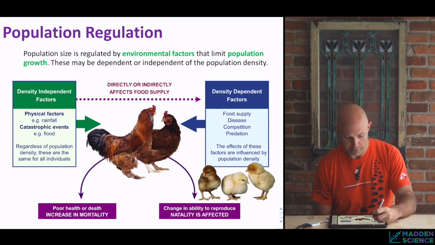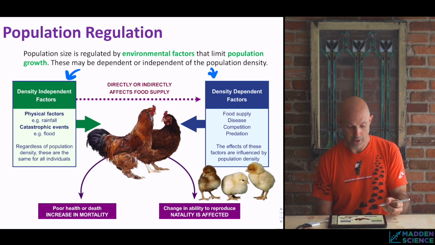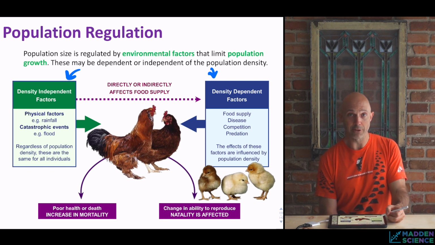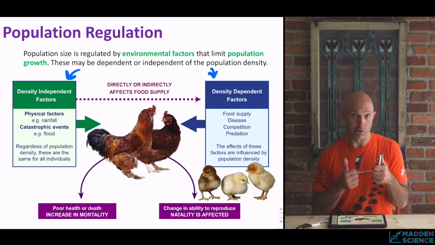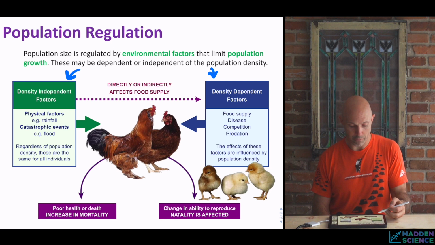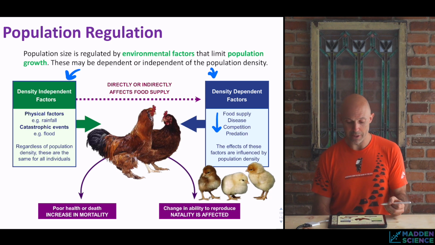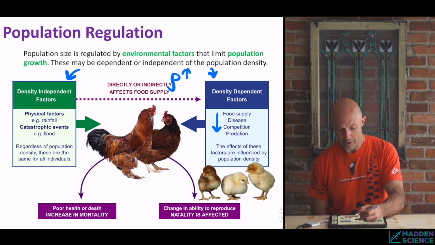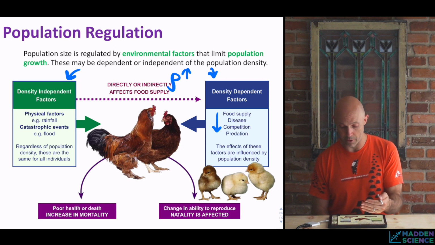So two general groups: density independent and density dependent factors. Independent means these factors are going to be present no matter what the density of the population. So as density goes up, these factors remain the same, like rainfall or the amount of food, or a flood. In the case of density dependent factors, you can see them listed here. As the density goes up, the impact of these factors is going to strengthen. So you're going to have less food, more disease, more competition, more predation.